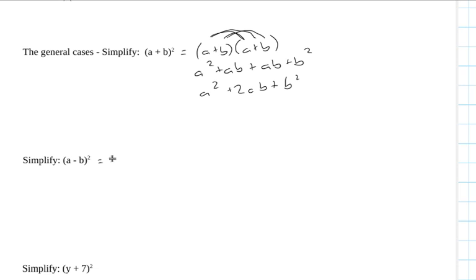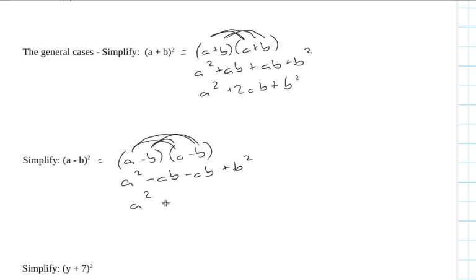We can do the same thing with a difference squared. When we do it with a difference, though, we'll notice that I get a squared, I get a times the opposite of b, so it's minus ab, and we get another minus ab, and then we get the opposite of b times the opposite of b, which is a positive b squared. So the negatives, I have two negatives there, which is why they end up canceling. I get a plus b squared. So I get a squared minus 2ab plus b squared.